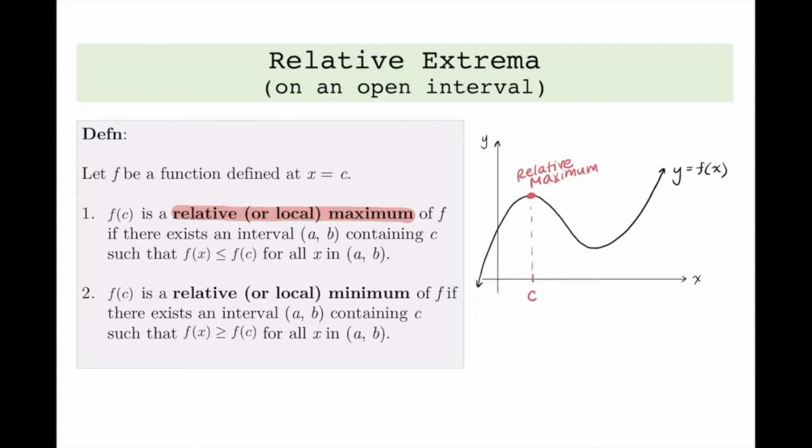Now the f of c, that's the height. We often want to know what the actual maximum value is. Well, that's what you get when you plug x equals c into the function. You find how high it goes. And if you notice, this a to b here is just the interval saying, okay, around x equals c, really close.